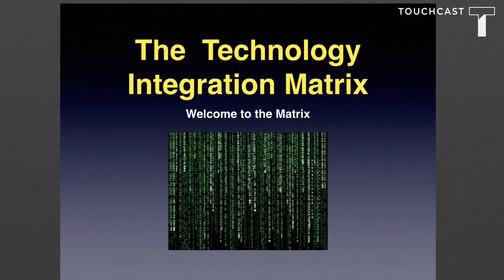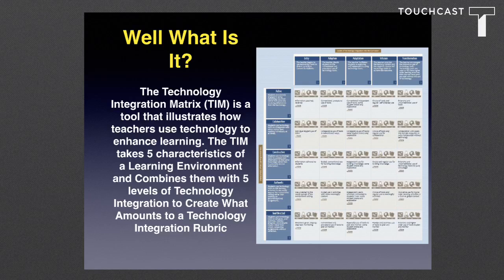This is all about the Technology Integration Matrix, or the TIM. Welcome to the Matrix. And so, I know many of you are probably asking, what is it? Well, the Technology Integration Matrix, or TIM for short, is a tool that illustrates how teachers use technology to enhance learning. Basically, it takes 5 characteristics of a learning environment and combines them with 5 levels of technology integration to create what amounts to a technology use rubric for the classroom.